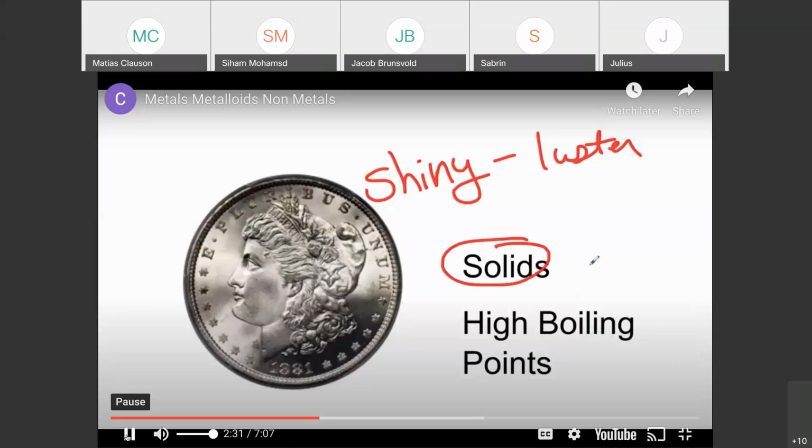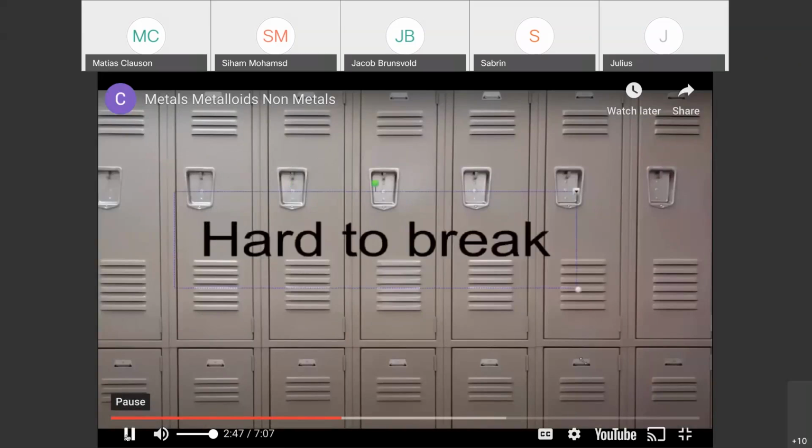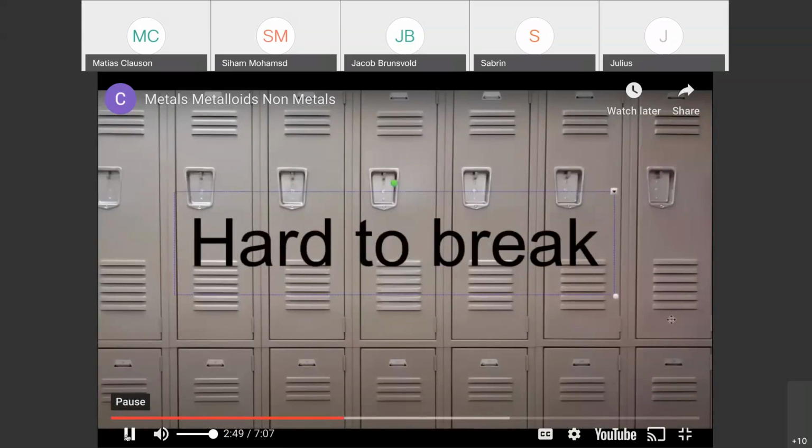Almost all metals are solids, with the exception of mercury, at room temperature. They have high boiling points, right? It's because they are those solids. All right, metals, like these lockers right here, are also notoriously hard to break. So think about that. You wouldn't want to punch these lockers. It would hurt your hands. Metals are hard to break.